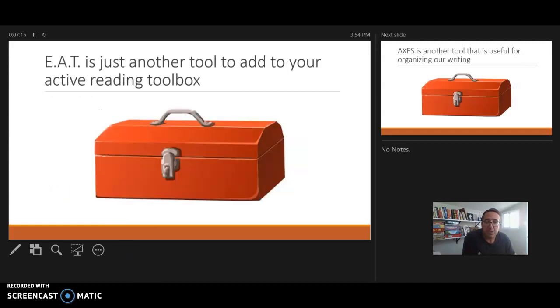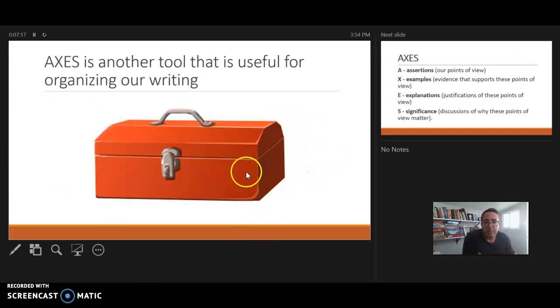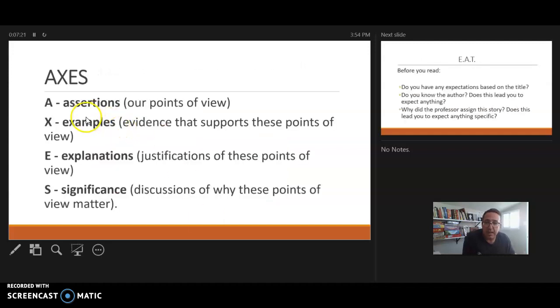Another acronym you can use if you don't like EAT is AXIS: assertions, examples, explanations, and significance, right? There's all kinds of different acronyms. I like EAT. If you like this, that's totally fine. AXIS. There might be a different way to access the same idea for you. It's basically going through the same kind of thing. I like the addition of significance. Why does this matter, right? That's always a big question to ask.